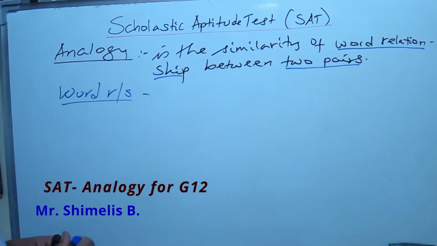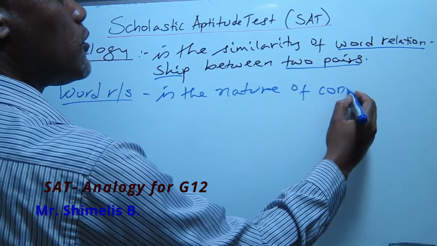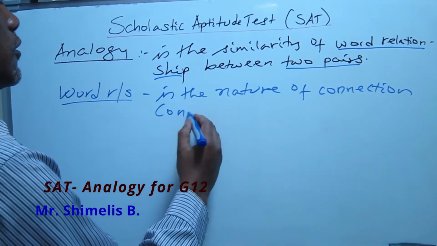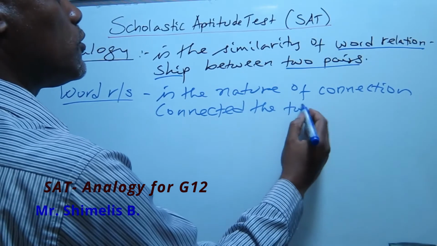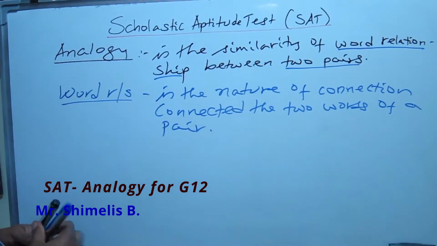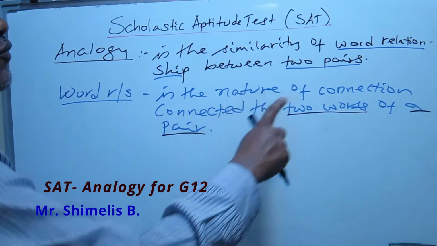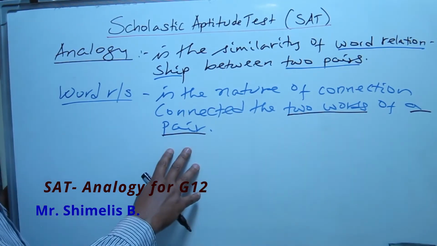So a word relationship is a way by which two words of a pair are connected, or it is the nature of connection that connects the two words of a pair. Now here we are talking about only one pair, and we are talking about the two words in the given pair.